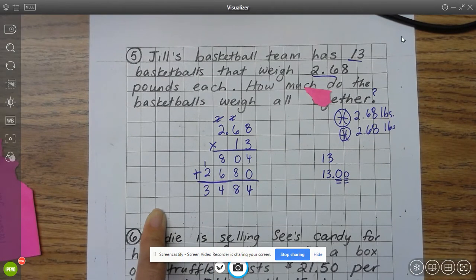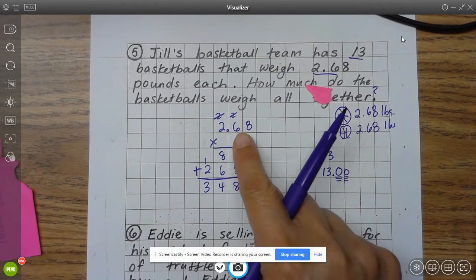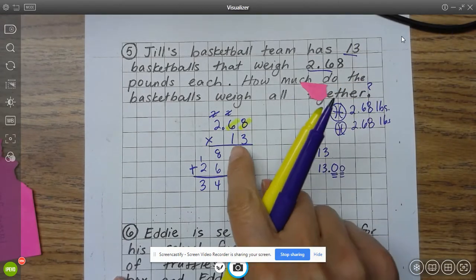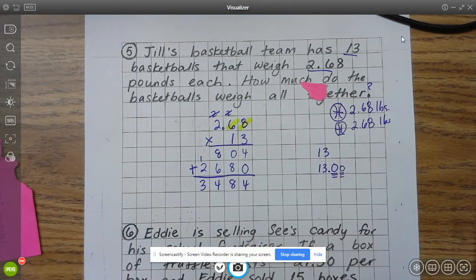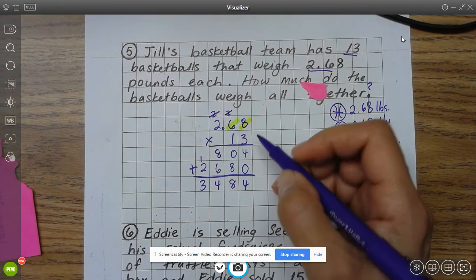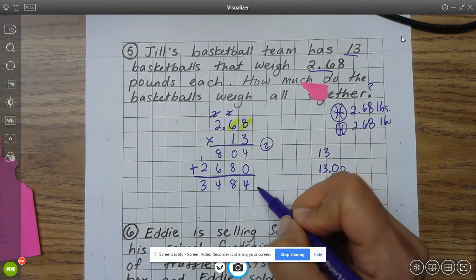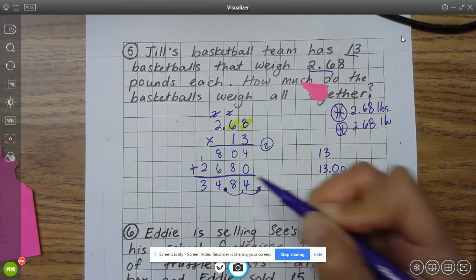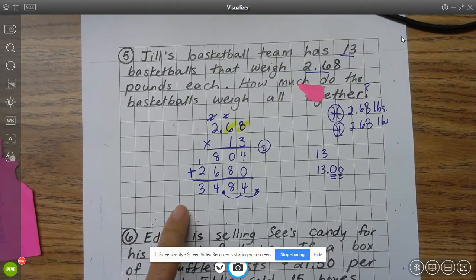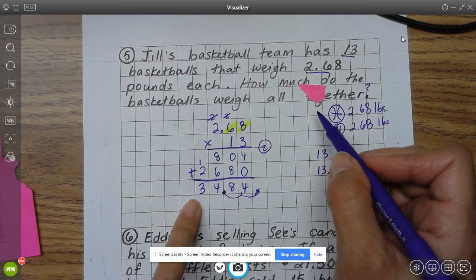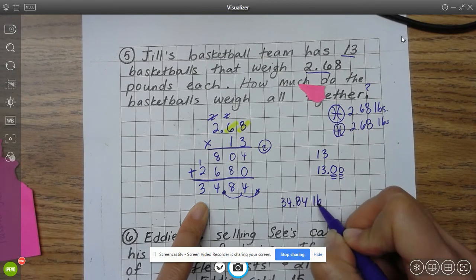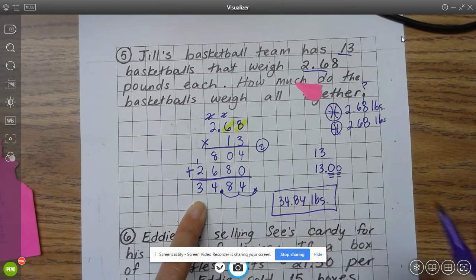Step 2. Count my decimals. I have a decimal here. How many numbers do I have to the right of my decimal? I have 1, 2. This is a whole number. No decimals. I don't count anything there. So I start here and move over 2 times. 1, 2. Again, I want to check for reasonableness. How much do my basketballs weigh altogether? 34.84 pounds. We can even do it in sentence form.